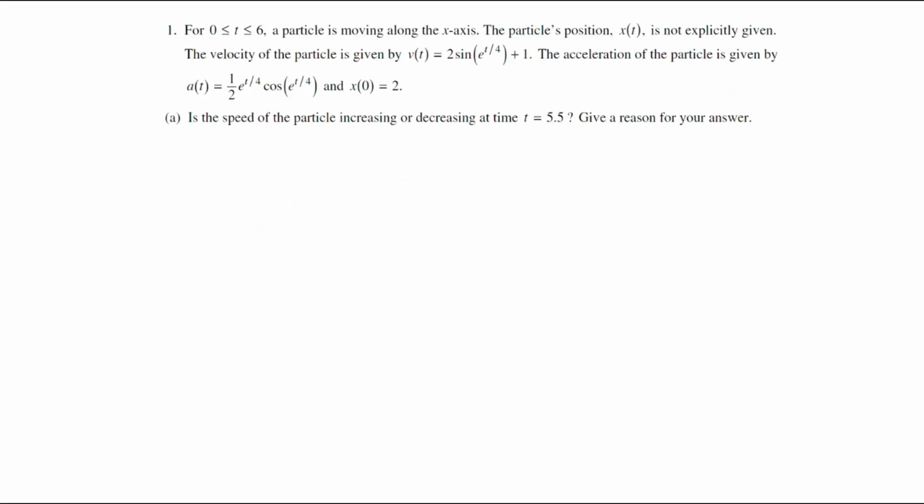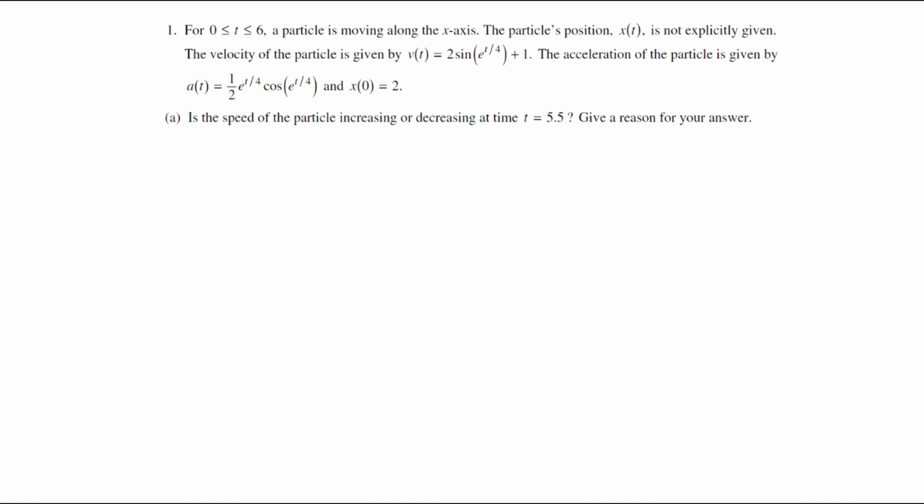All right, this is question number 1 from the 2011 AP Calculus AB exam. It's a motion question. It's a calculator question. And we're given a particle moving along the x-axis on the interval from 0 to 6, where t is our variable here. And we're given that its position, x of t, is not actually given to us, but we do have the velocity and the acceleration, v of t and a of t.